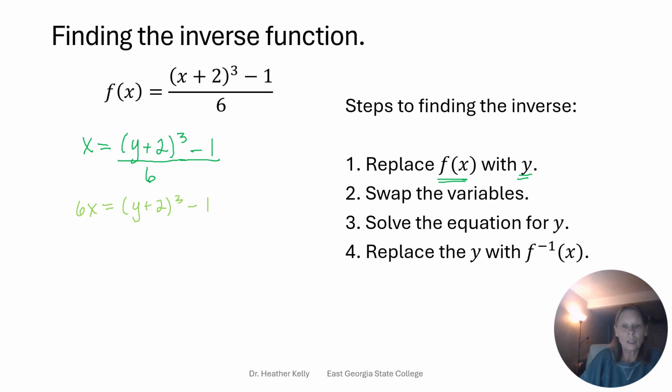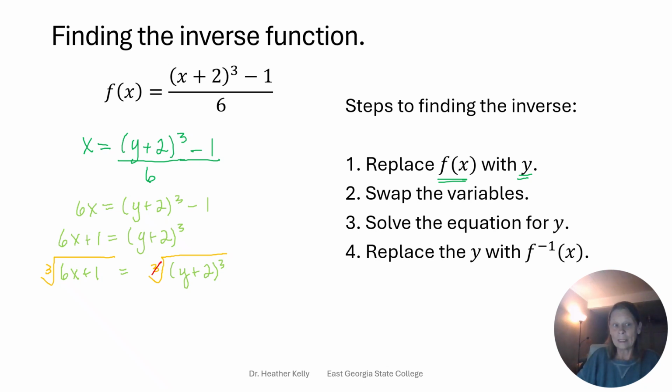And then addition and subtraction moves first. You guys know how to do this. So then we have 6x plus 1 is equal to (y plus 2) cubed. Now, what undoes a cube is its inverse. And the inverse of a cube is the cube root. Remember this little trick here, the index of the radical will cancel out the exponent here.